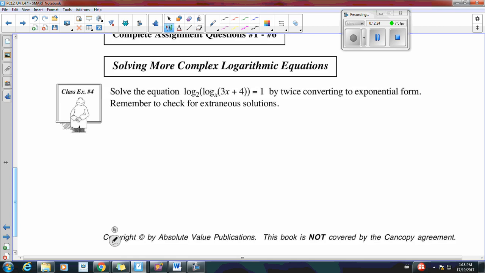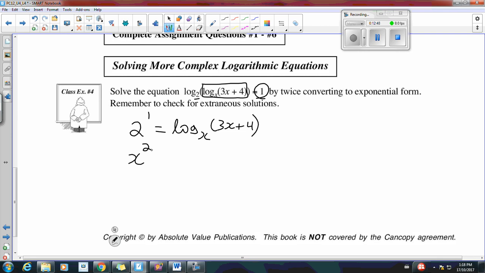So the first time converting to exponential form, remember you can lock this together and just think of it as the input. So I'm just working with the outside logarithm first. It had base 2, so I can have 2 to the power of 1 equals this entire input. And now I can change again to exponential form. Now I'm going to have x to the power of 2 equals 3x plus 4.